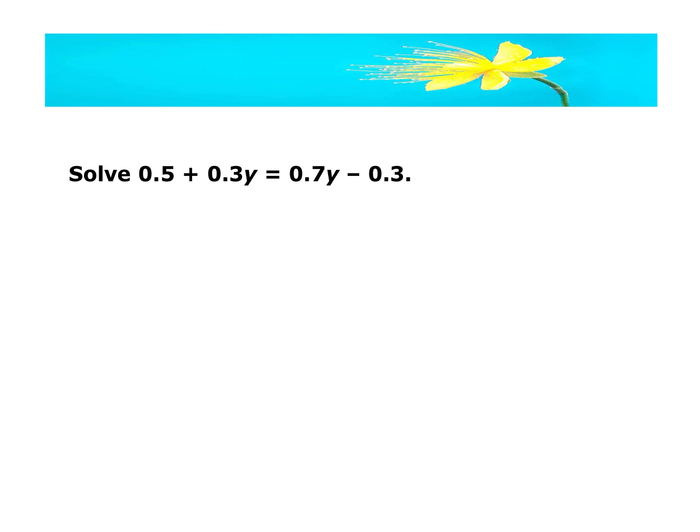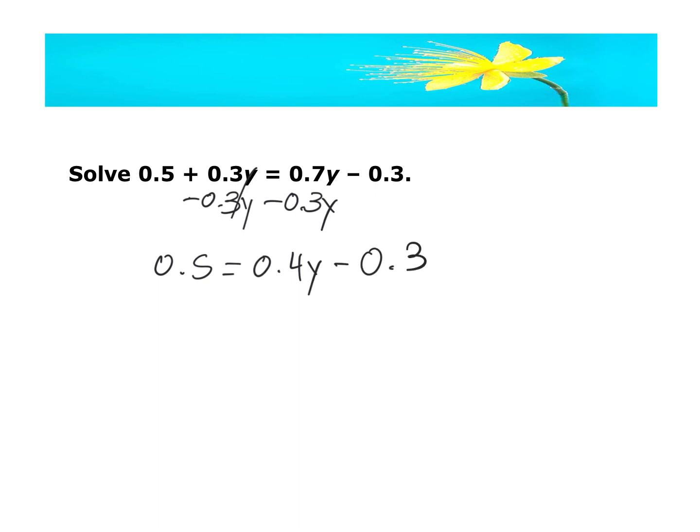So I'm going to try to keep the variable positive in this one. So I'm going to subtract 0.3y on both sides. So I'm going to get 0.5 is equal to, again, this is a subtraction, so it's going to be 0.4y. It's positive because the 0.7 is bigger, minus 0.3. Now I'm going to add 0.3 on both sides. So I'm going to get 0.8 is equal to 0.4y.